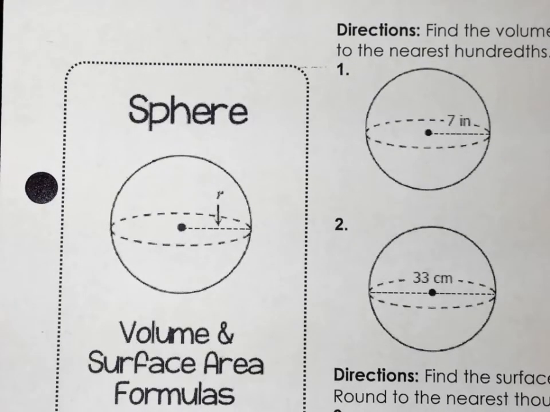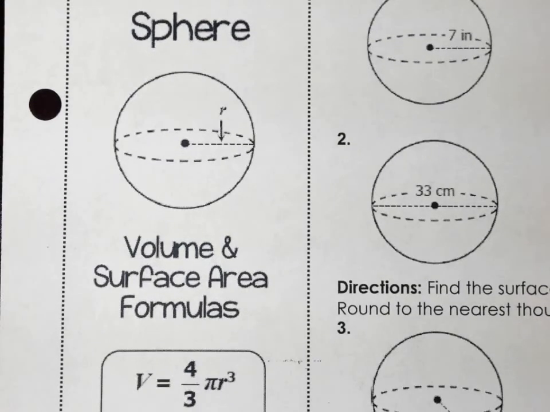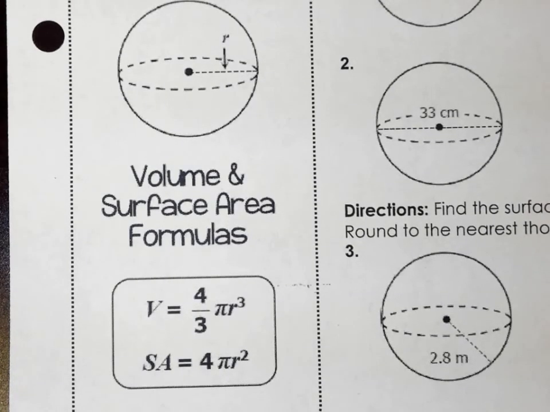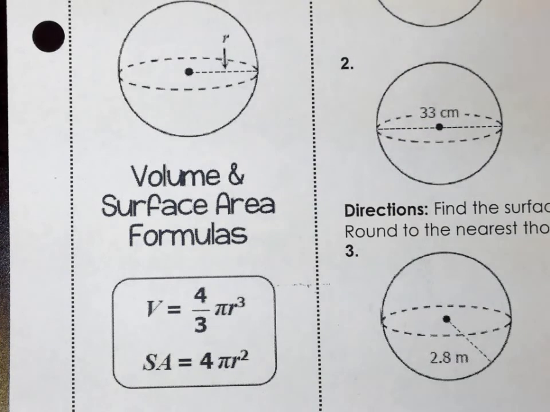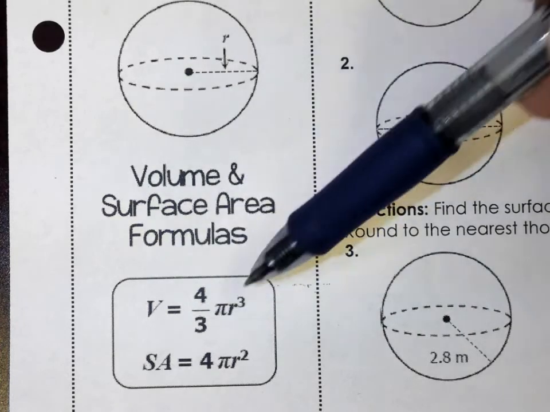Now here, sphere, volume and surface area formulas. You should be familiar with the bottom one, surface area of a sphere, 4 times pi r squared. We already talked about that earlier when we did lateral and surface area figures. The new one is volume equals 4 over 3 pi r to the third power. This is volume of a sphere. If I want to find volume of a sphere, I'm using this formula right here.